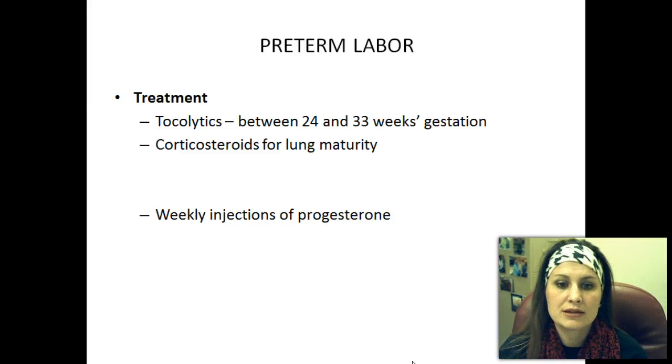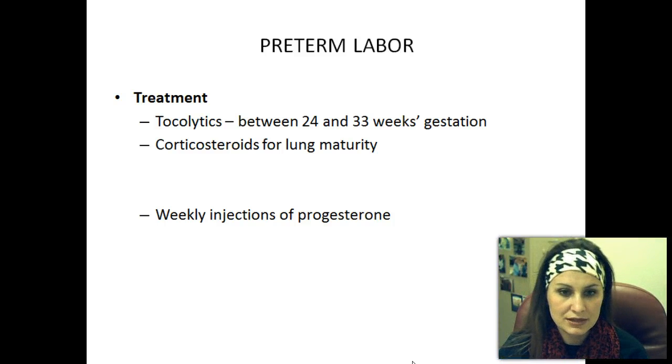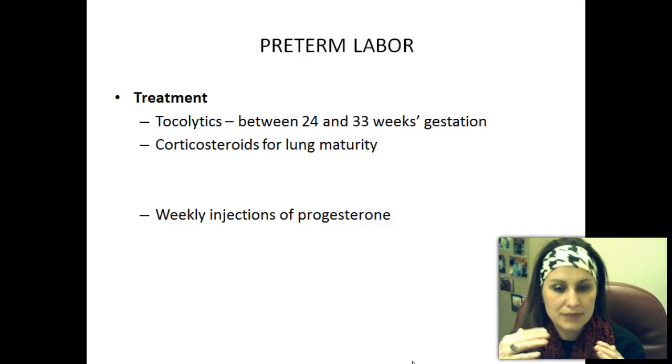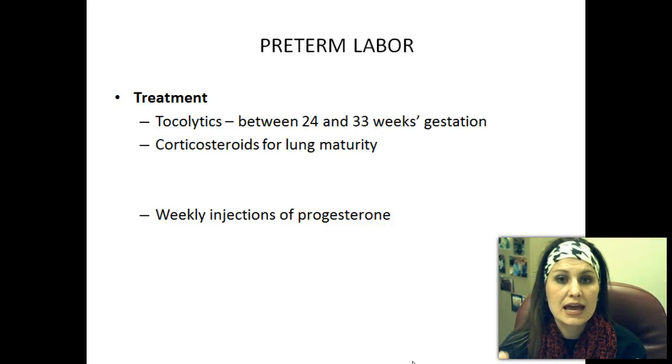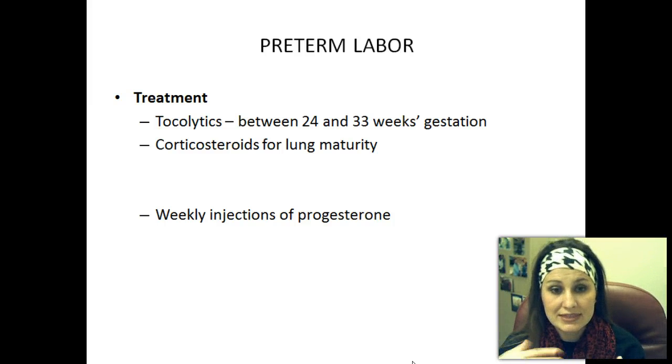And then we're also going to be administering corticosteroids for lung maturity. Of course, this is not for the mom's lung maturity, it is for the baby's lung maturity. And so those work hand in hand. We give her the tocolytics to hopefully slow down the contractions, make it where her uterus relaxes, and in the process, as long as she's not having contractions, the baby can rest, we'll give the corticosteroids to the baby, and the baby's lungs will hopefully mature. We'll give them together, hoping that they work together.